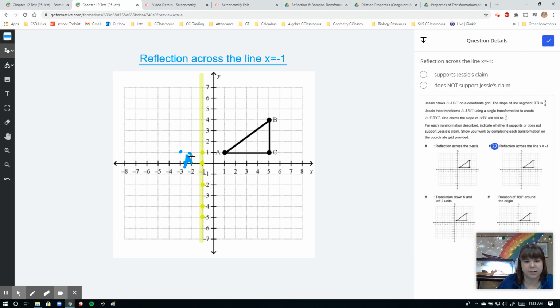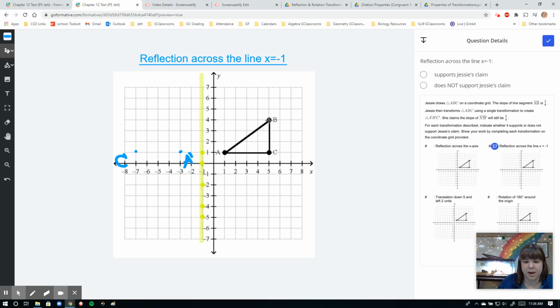I think I'm still in line tool. That's okay. So that's A prime. C prime needs to be, let's see, how many units from x equals -1. Let's count. 1, 2, 3, 4, 5, 6. So this is C prime.